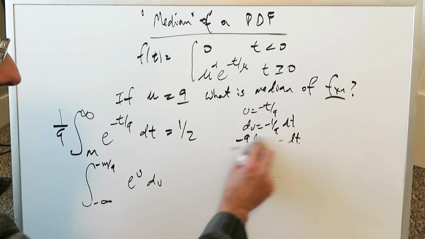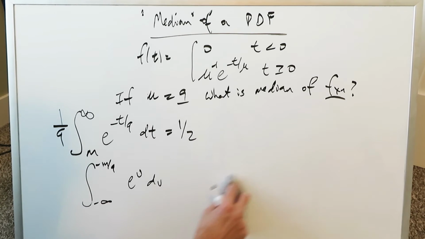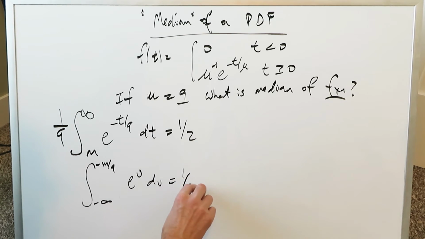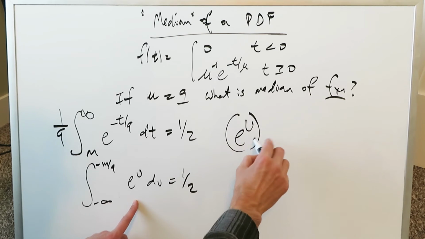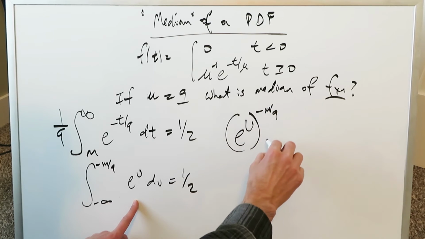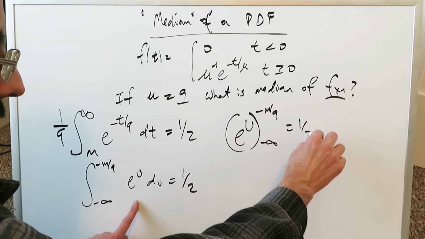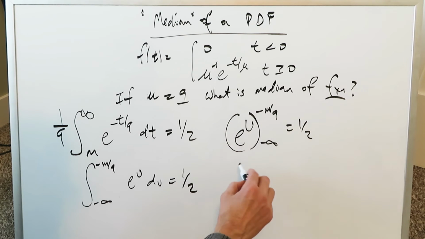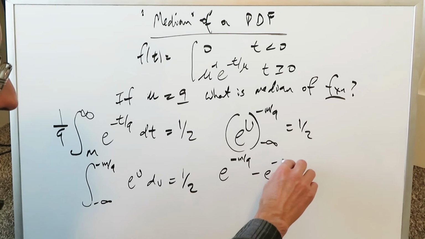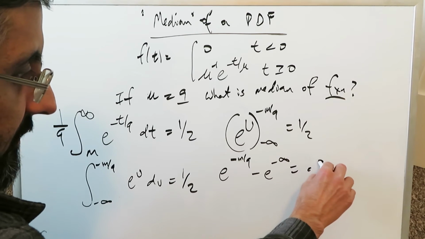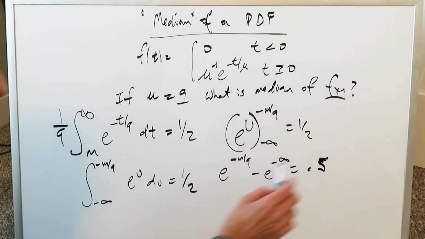and let's integrate this to arrive at that median value. All of this of course equals 1 over 2. The antiderivative of e to the u is just e to the u. You have minus m over 9 and you have minus infinity equaling 1 over 2. Upper limit, lower limit, the difference of the two: e to the minus m over 9 minus e to the minus infinity is equal to 0.5. And that's exactly what it is.